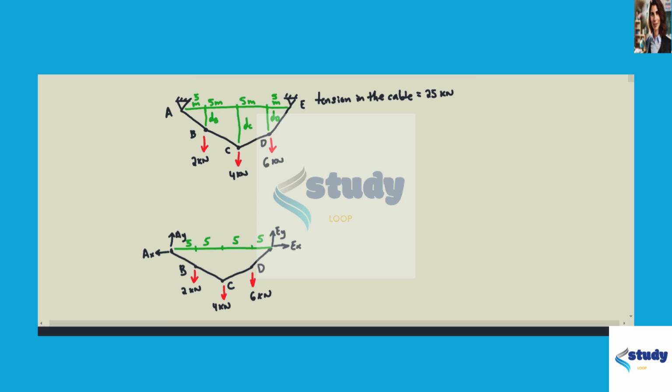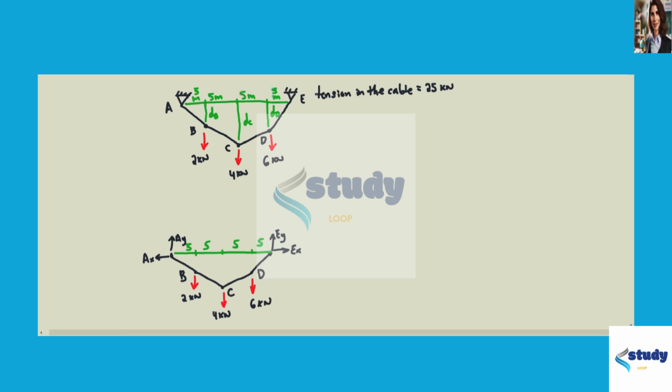This is problem 120 of Chapter 7 of Vector Mechanics for Engineers, Statics and Dynamics. So in this problem, there is a cable going from A to E. There's a load applied downward at B of 2 kilonewtons, downward at C of 4 kilonewtons, and downward at D of 6 kilonewtons. The horizontal distance from A to B is 5 meters.